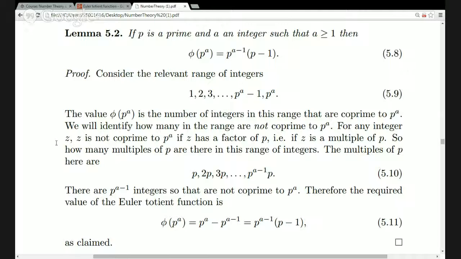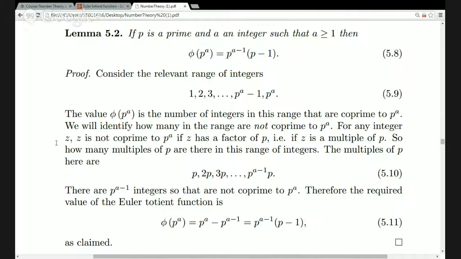Working from the left, the first number which fails to be co-prime to p to the a is p. The next number on the list will be 2 times p. The next number will be 3 times p, and so on. It's just all the multiples of p. They all fail to be co-prime to p to the a. And secondly, they are all of the numbers that fail to be co-prime to p to the power a.